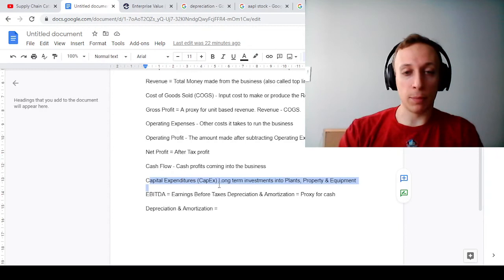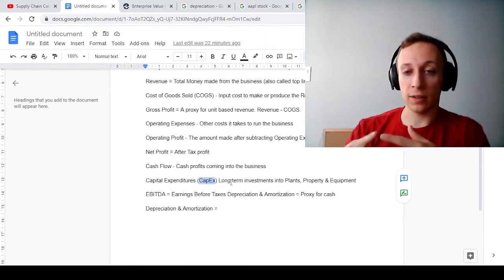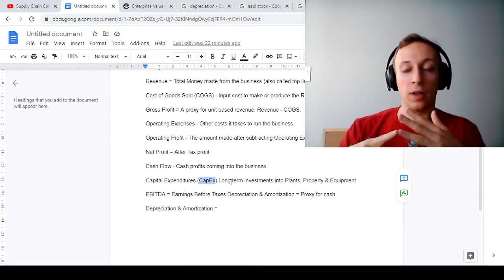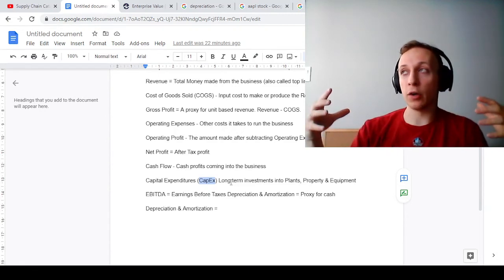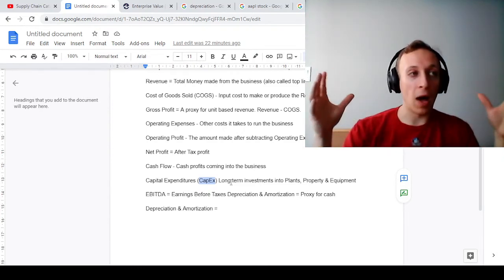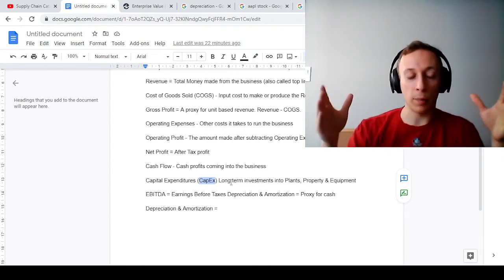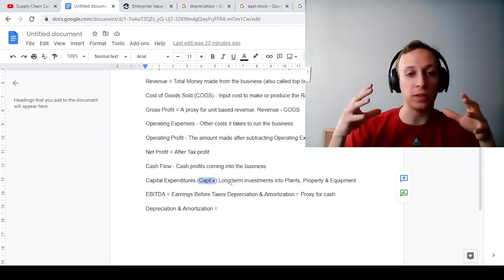Capital expenditures. I misspoke earlier when I said plant, property, and equipment. Capital expenditures, or sometimes we see it as CapEx, is long-term investments into plant, property, and equipment. So again, if you needed to buy a spot, I'm not going to rent a place, I'm going to buy a piece of property so I can build a lemonade stand, something that's long-term. Then that goes in capital expenditures.